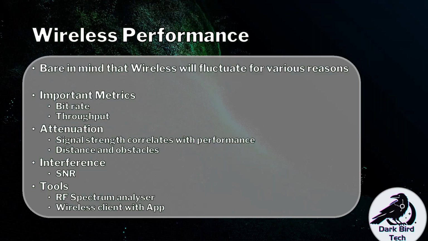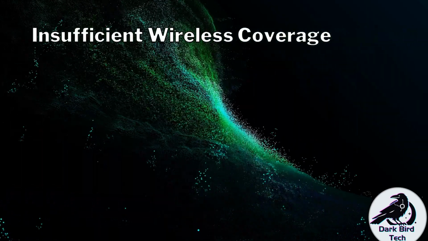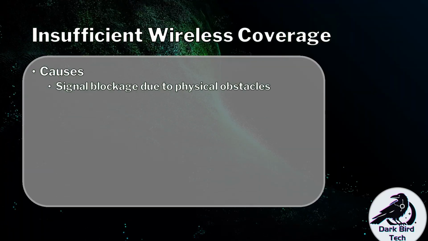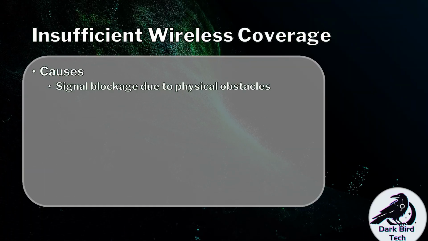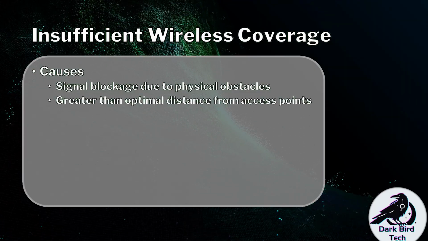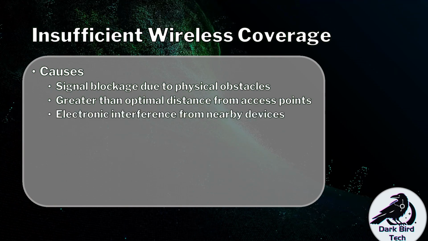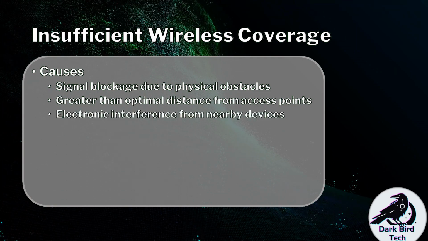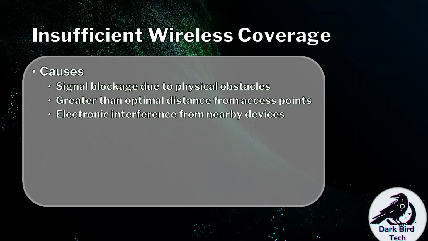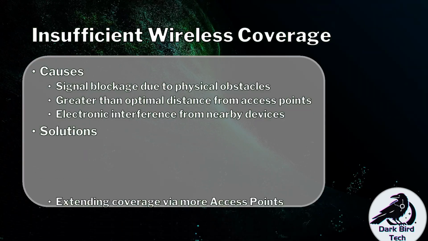Now, wireless performance normally can be a big indicator of an insufficient coverage issue. The causes of insufficient coverage would be things like signals being blocked due to physical obstacles in the premises, or a greater than optimal distance from the access points. There could also be electronic interference nearby from things like microwave ovens or cordless telephones that make the wireless coverage area shorter.